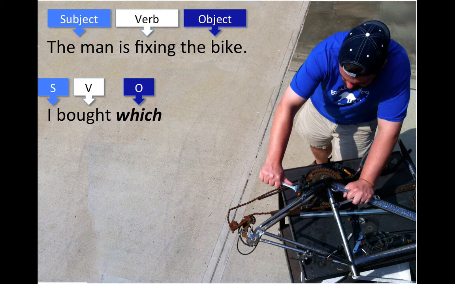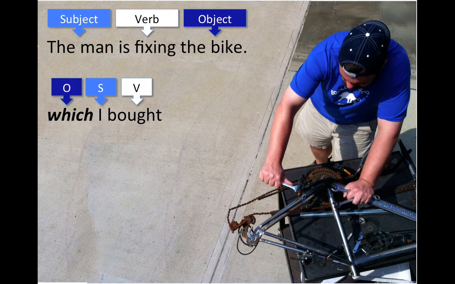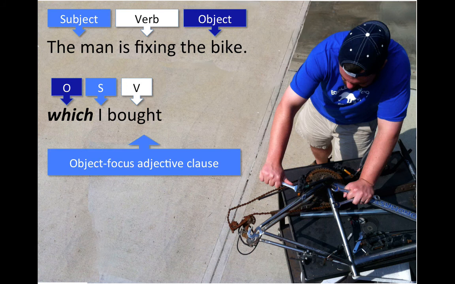Now to make the relative clause, we must move the relative pronoun to the front of the clause, like this. So our relative clause, our adjective clause, same meaning, different terms, is which I bought. Notice the order has changed. Now we have the object first, then the subject of the verb, I, and then the verb bought: which I bought. This we call an object-focused adjective clause because the relative pronoun, which, is acting as the object in this clause. The subject is still I.